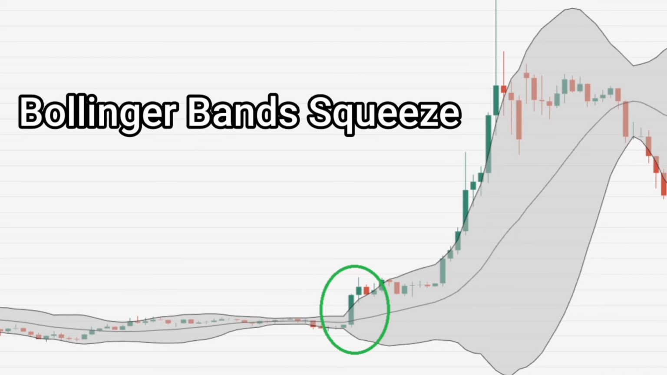The other way, which is a really popular method, is to look for a squeeze in the bands. A squeeze occurs when the bands are close together and the stock's price is trading in a narrow range. This can be a sign of an upcoming breakout, and traders will often look for a move outside of the bands as a potential buy or sell signal. Let's go to the chart and see some examples for this one too.